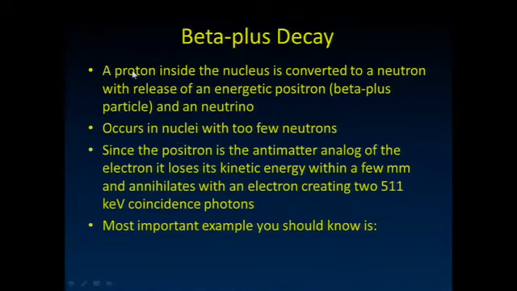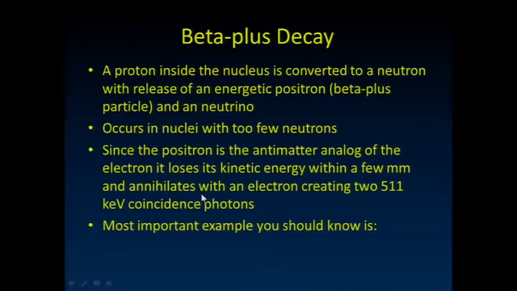Of course, if a proton is going to get converted to a neutron, this must be occurring in nuclei that, if you want to view it that way, have too many protons or too few neutrons. Since that positron is the antimatter analog of the electron, it's very quickly going to lose its kinetic energy within a few millimeters of where it's created, and it's going to annihilate with an electron.